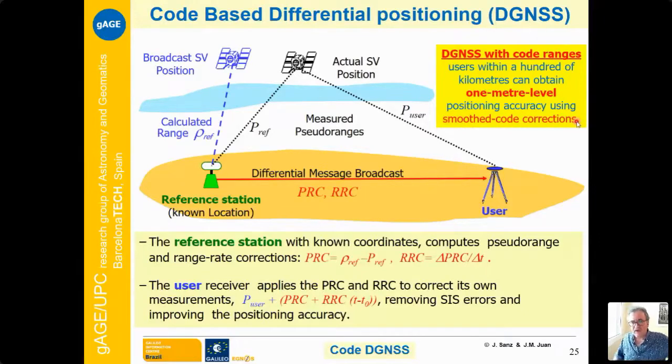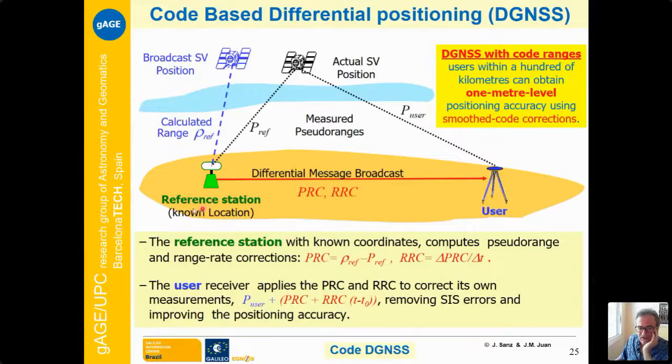You remember, we have the code measurements, we have the carrier measurements, and we can reduce the code noise by smoothing code with carrier. Then, using this carrier-smoothed code, and using the differential corrections computed from a reference station, we can achieve 1 meter level for a user up to 100 kilometers far from the reference station. And the idea is what I commented before.